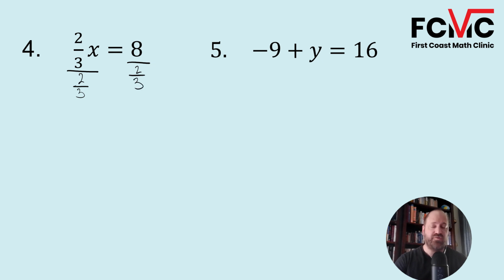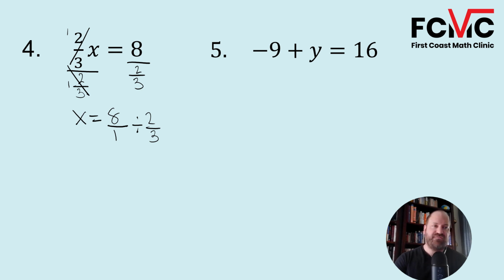And I'm actually going to show you two different ways to do this. So 2/3 divided by 2/3, right? That's just 1 and 1. So do we need to put the 1 in, multiply by 1, divide by 1? No. So we're going to have x equals. Now we can write this. This is 8 divided by 2 over 3. So 8, I'll write 8 over 1 divided by 2 over 3.